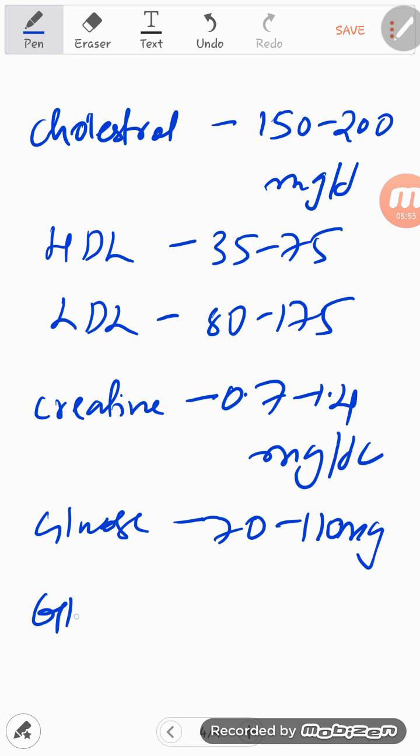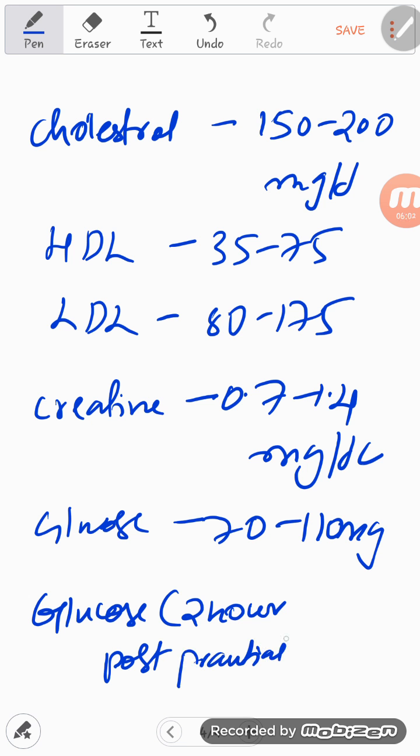Glucose 2 hours postprandial, the answer is less than 140 milligrams per deciliter. Hope you are very clear.